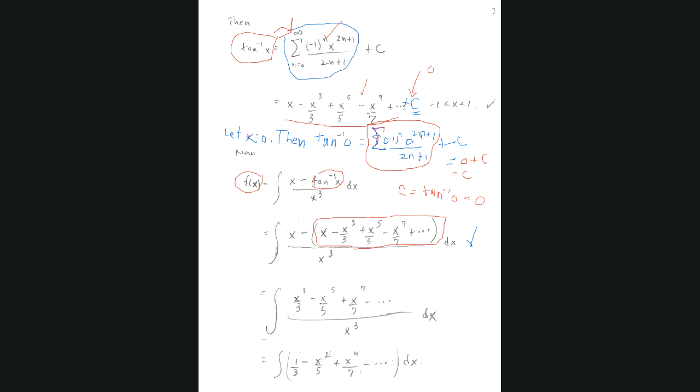The x cancels out. That's right, Josiah. So the x cancels out, and so we can express our function like this. And the minus distributes through the series. Hence, you have x cubed over 3 minus x to the 5th over 5 plus x to the 7th over 7, minus and so forth.